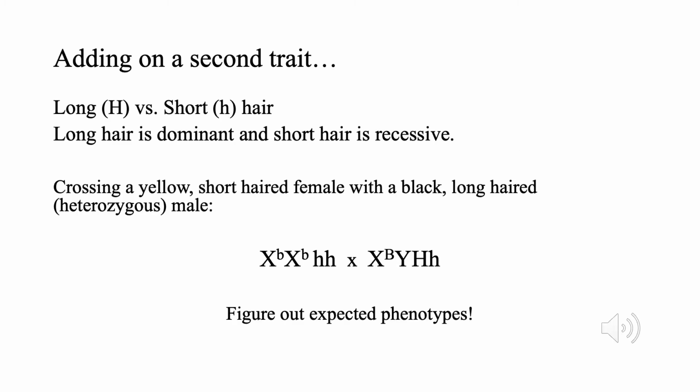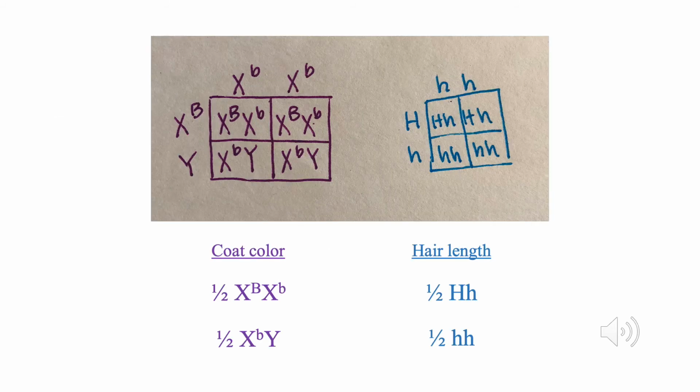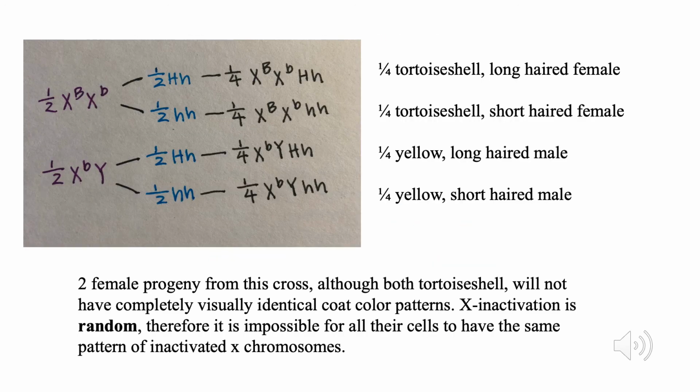Adding on a second trait, long hair is autosomal dominant and short hair is autosomal recessive. We're going to cross this female and this male and figure out the expected phenotypes of the progeny. Using Punnett squares, we can separate the traits and see the expected phenotypic ratio for each trait. Using the ratios we got from our Punnett squares, we can now do our branch diagrams.